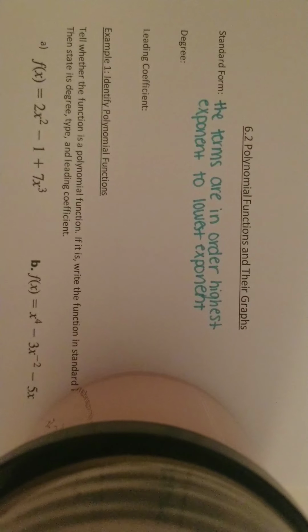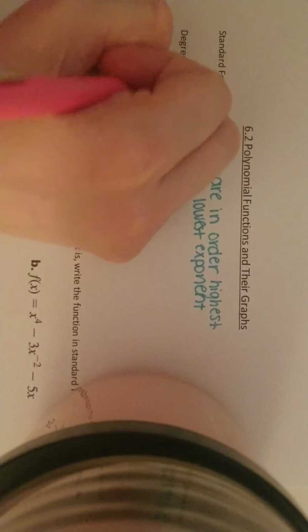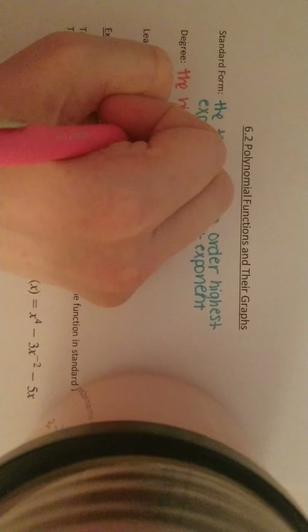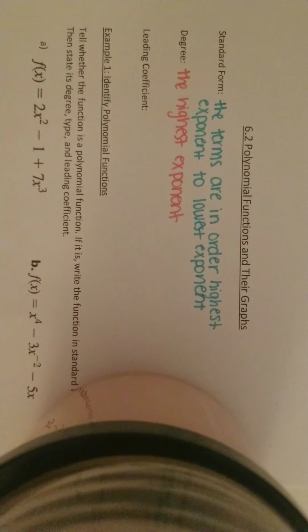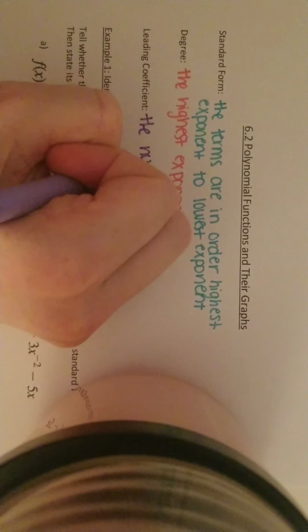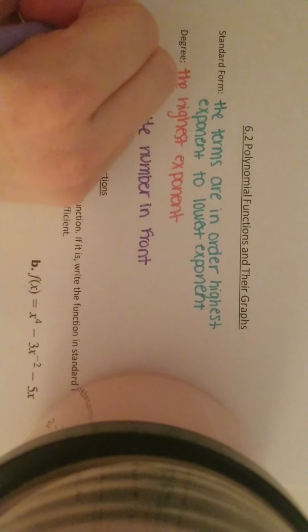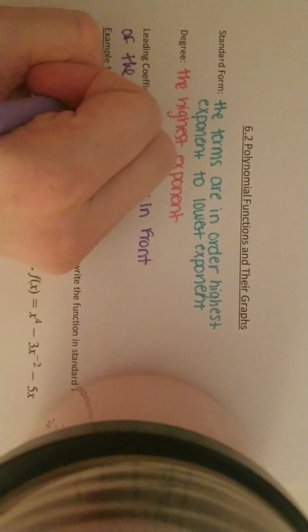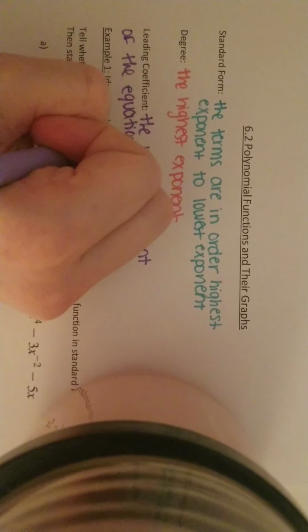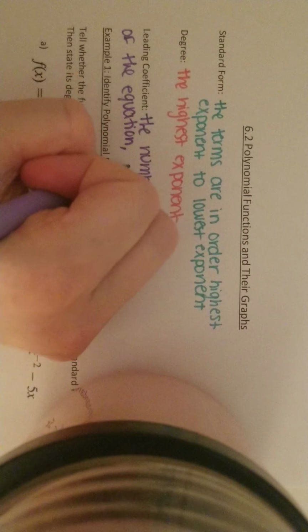The next thing is the degree. And so the degree of all of these functions is the highest exponent. So whatever the highest exponent is in the equation, that is going to be the degree. And then the last thing, the leading coefficient, that's the number in front of the equation when the equation's in standard form.